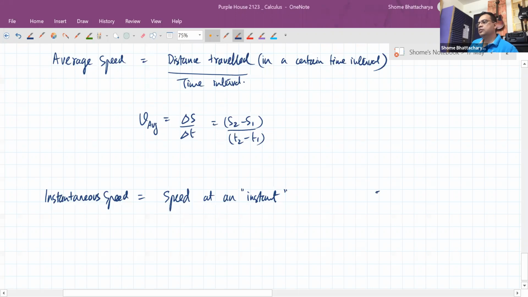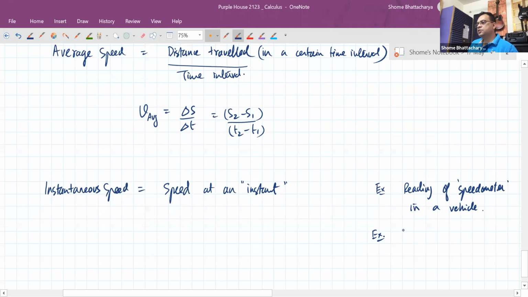So for example, the reading of a speedometer in a vehicle. Another example is, I'm sure all of you watch some sports. So you know that there is something called a speed gun.